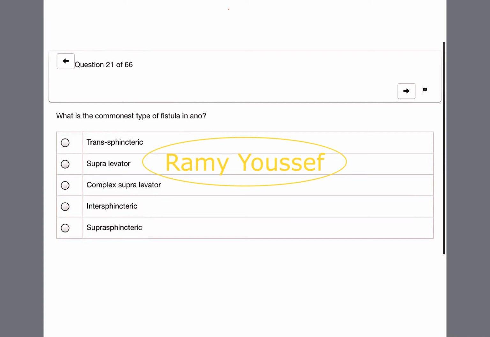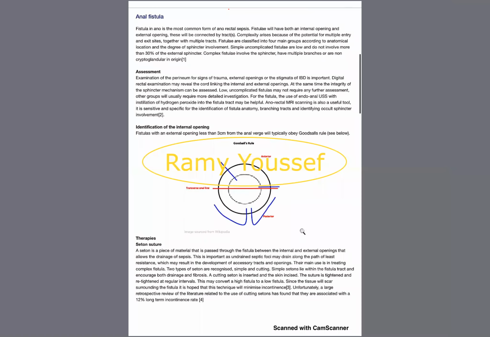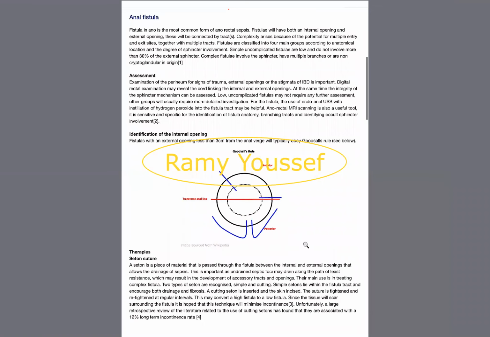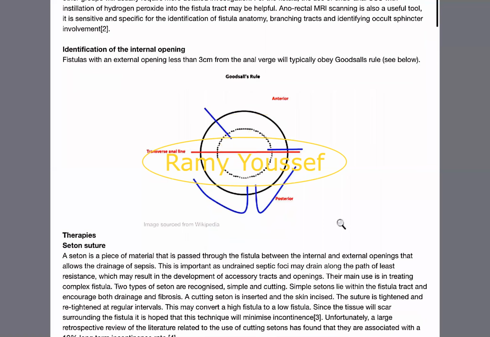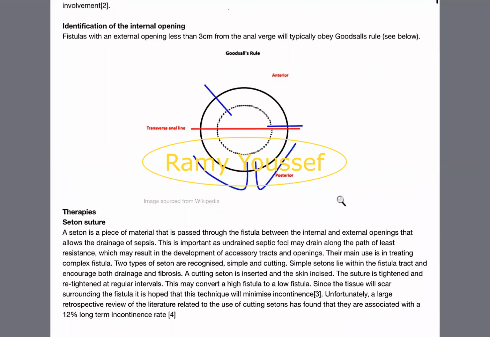What is the commonest type of fistula in ano? Intrasphincteric. Yes, I said it. It is the most common abscess and the most common fistula. This is important, by the way. Goodsall's rule of fistula: we will face 1 or 2 questions. I didn't see it in recalls, by the way, but I just want to mention it.